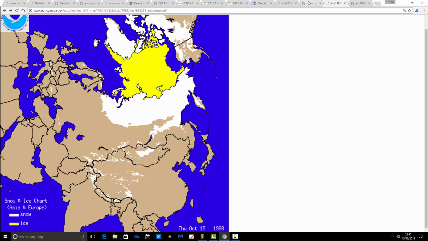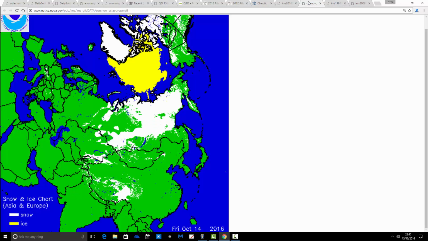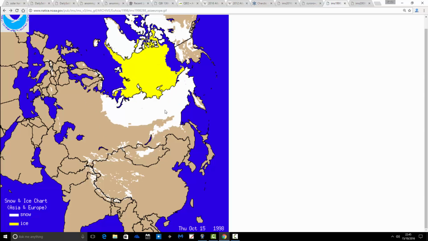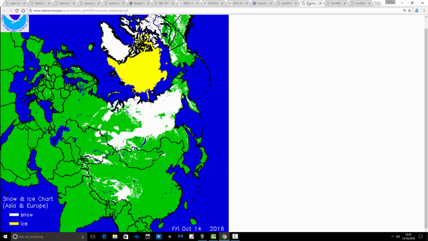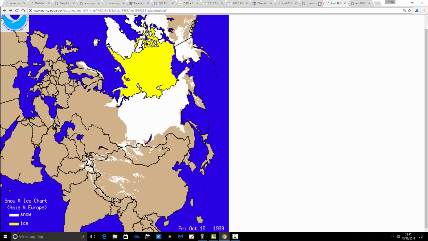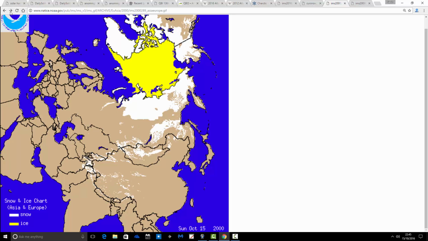Now, comparing that with this year, 2016, you can see that we actually have more snow cover across Russia and Siberia at this point in 1998 compared to what we have now. 1998 is as far back as we can go with the archive at the National Ice and Snow Centre, by the way. This is 1999, I think pretty much on a par with where we are right now, maybe a little bit more compared to where we are right now, if anything.